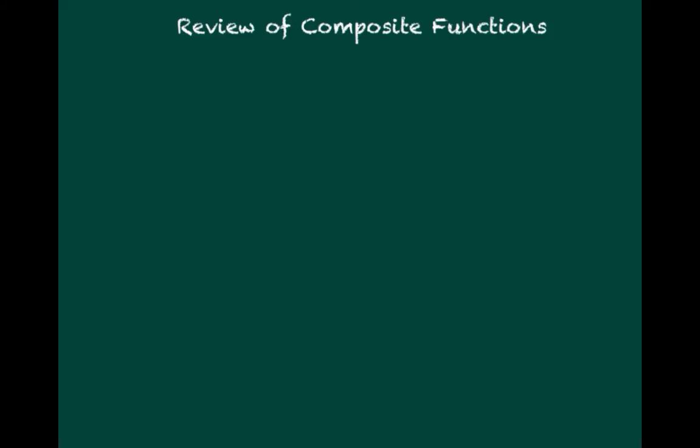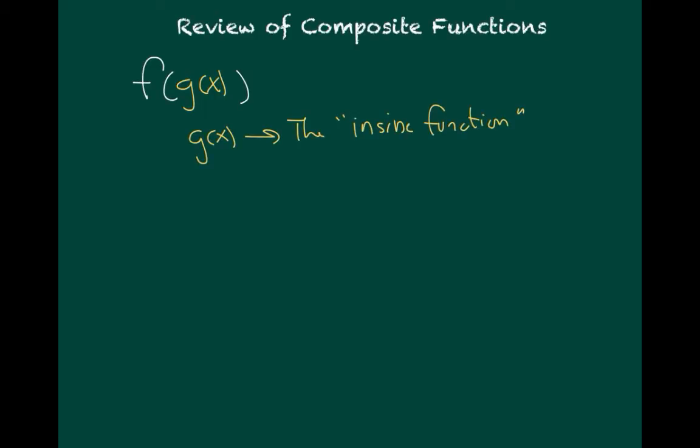You may remember from the first quarter in chapter 1, we talked about composite functions. That was when we had an outside function, f of x, and a function inside of it, like g of x. And we called g of x the inside function, and f of x was the outside function. And really, an example might help most of all.